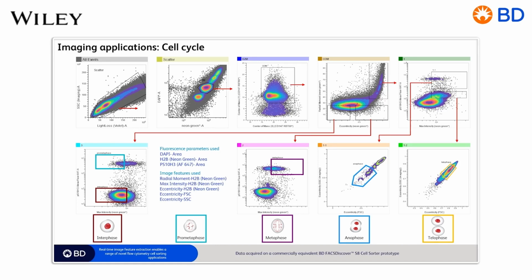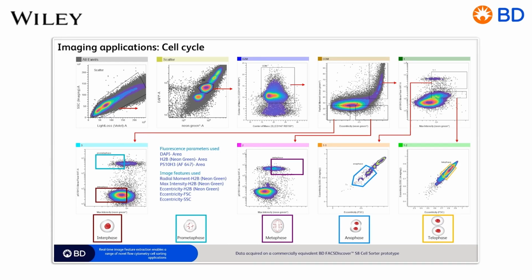So the imaging features there are radial moment of H2B, the neon green, max intensity of the neon green, eccentricity of the neon green, and then of course eccentricity of forward scatter and side scatter. So what you're doing is using that characteristic shape of almost a doublet for the anaphase and telophase portion of it. That's where we use the eccentricity of forward scatter and side scatter to really pinpoint those cells that resemble doublets. And then, of course, the metaphase plate has that kind of linear distribution of fluorescence across where the chromosomes are lining up, and that allows you to pull those cells out.